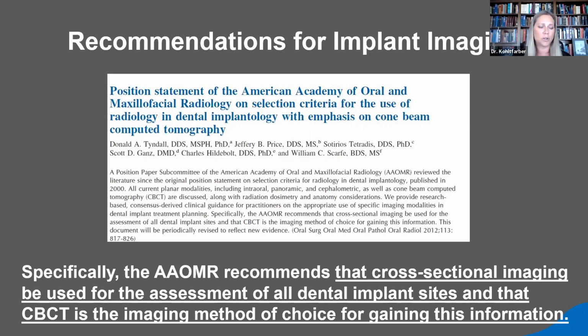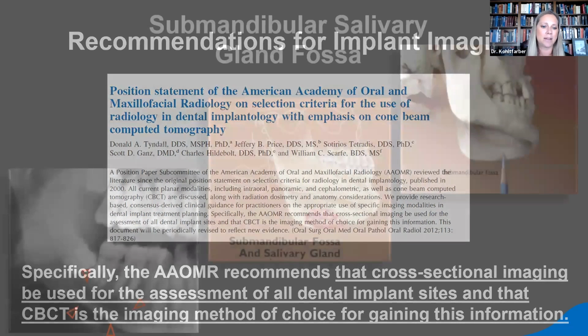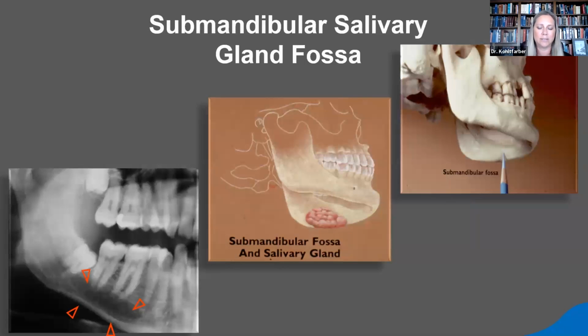I know myself personally, after seeing what I see day in and day out, of course, we see the good, the bad, and the ugly. So we probably have a biased population, but I probably wouldn't be placing implants without a CBCT. It's just such a fabulous tool, and we have it at our disposal, and we definitely should use it.